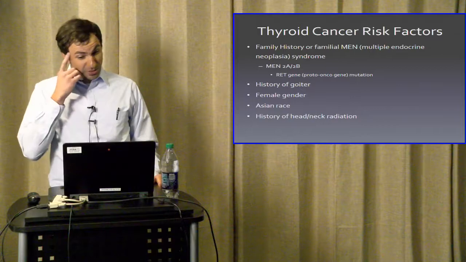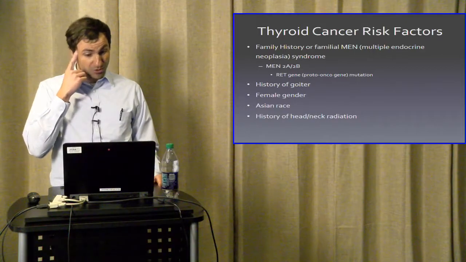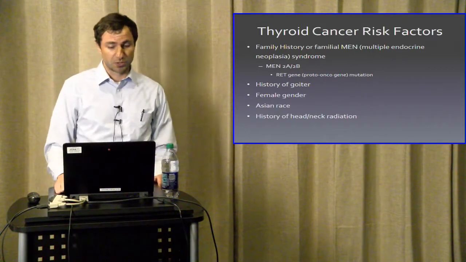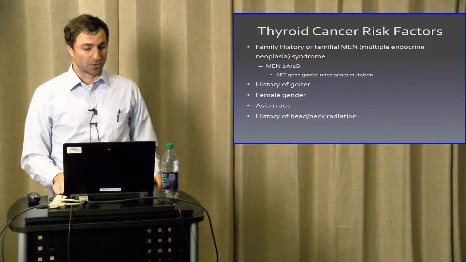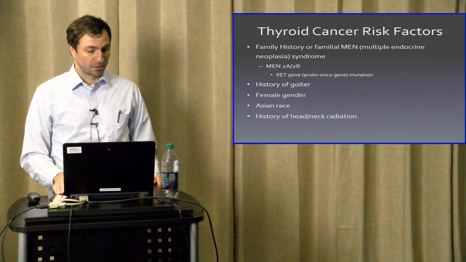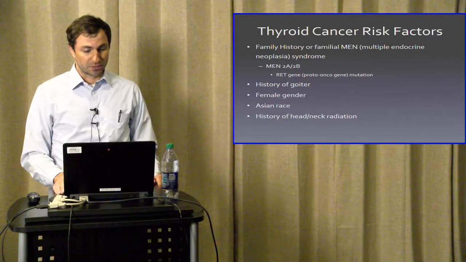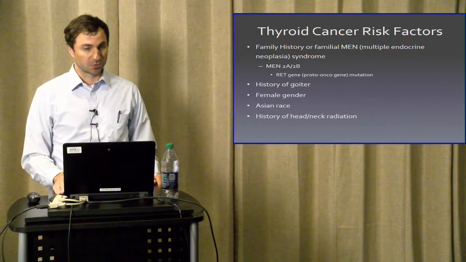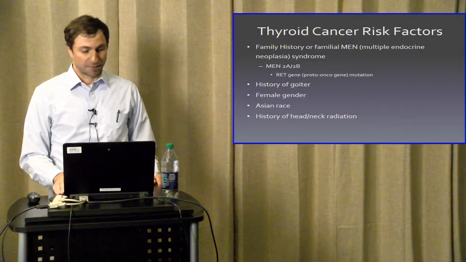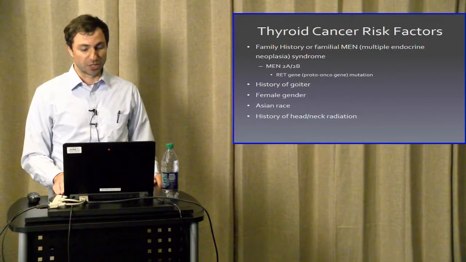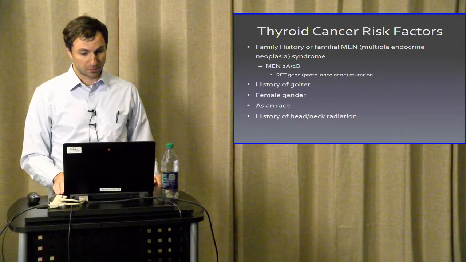So who gets thyroid cancer? Well, there are some genetic disorders that predispose patients to malignancy of the thyroid. Those are called multiple endocrine neoplasia, specifically type 2A and B. It's a RET gene mutation. Patients with a history of goiter, female predominance, patients of Asian descent, and any patient that's had a history of head and neck radiation are at increased risk as well.